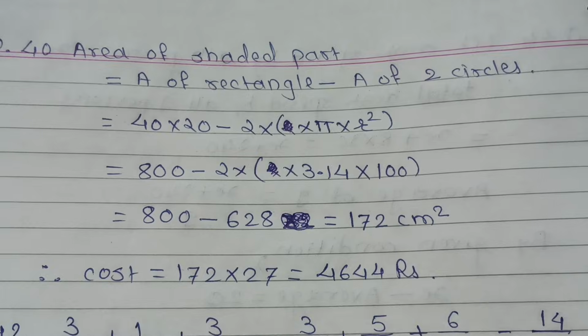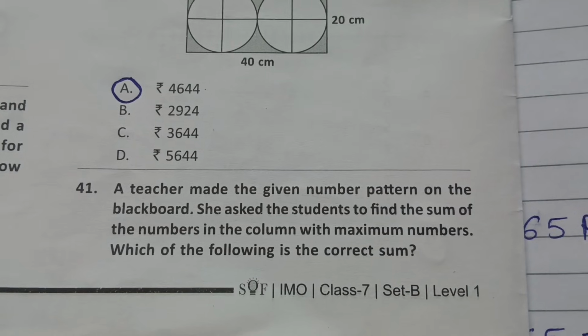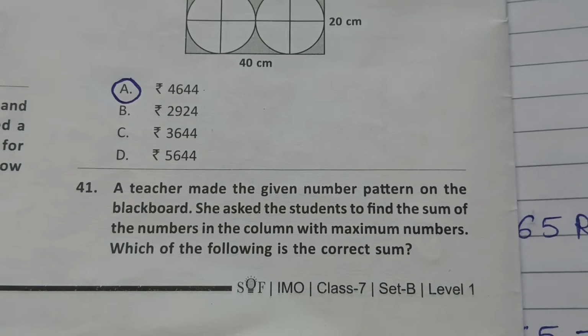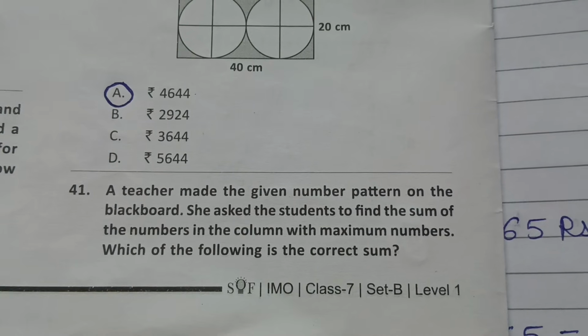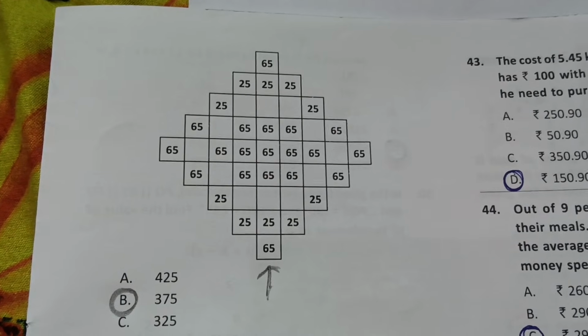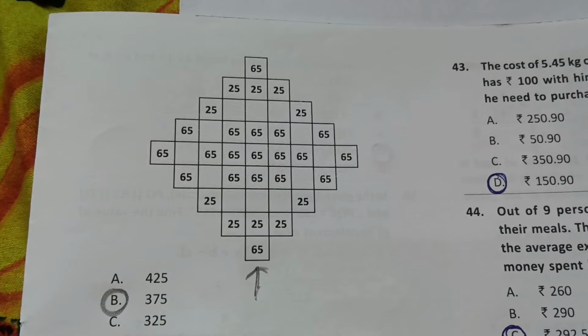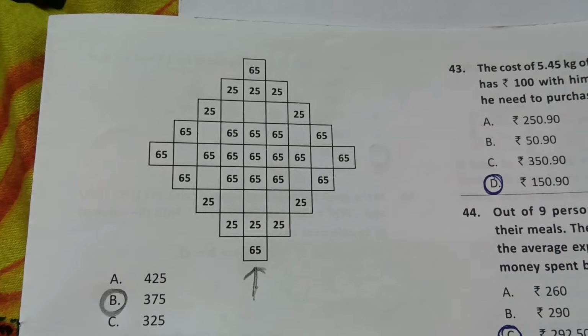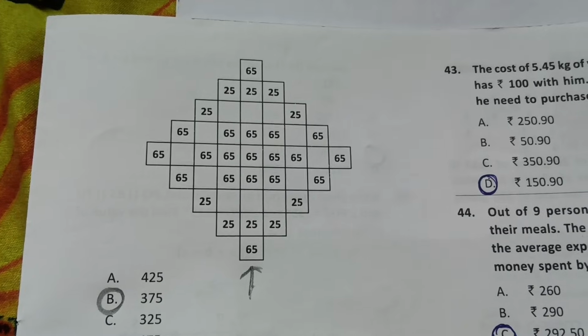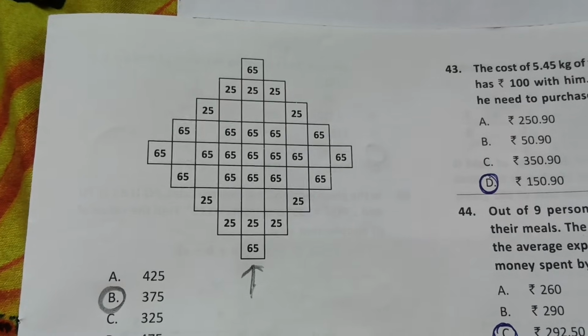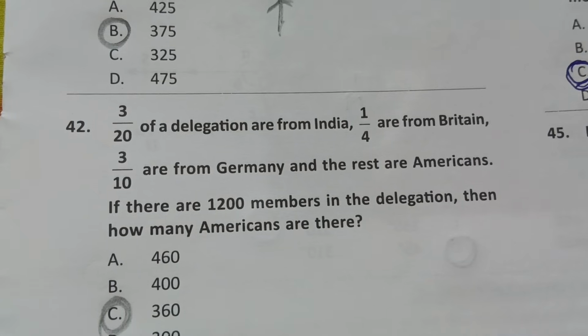Option A. Teacher made the given number pattern on the blackboard. She asked the student to find the sum of numbers in the column and maximum numbers of which of the following is the correct sum. After observing the figure, the middle column has the maximum number of numbers, and after adding all the numbers from the middle column, we get the answer 375. Option B.